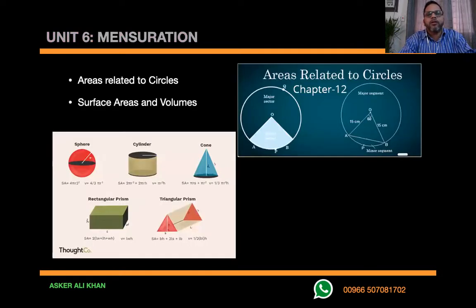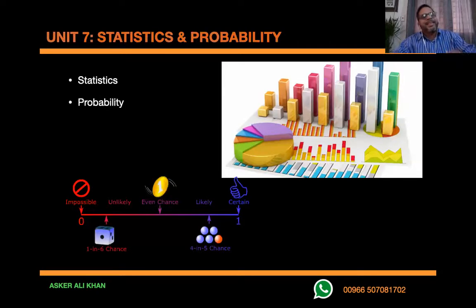In mensuration, you'll be studying areas related to circles, and also surface areas and volumes of cylinders, cones, spheres, and these things. Of course, we will be solving a lot of problems in the classes, understanding the underlying formulas of these. In statistics, you will study statistics and probability. Now, what are the different ways of probabilistic outcome and all these things? When you solve problems, you will understand.